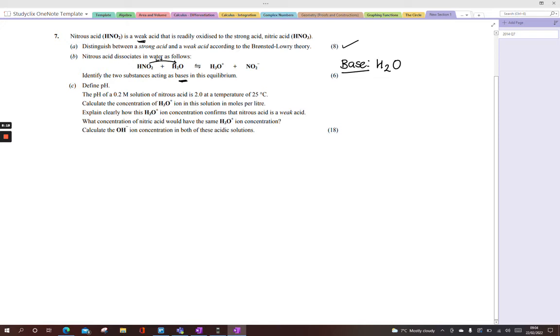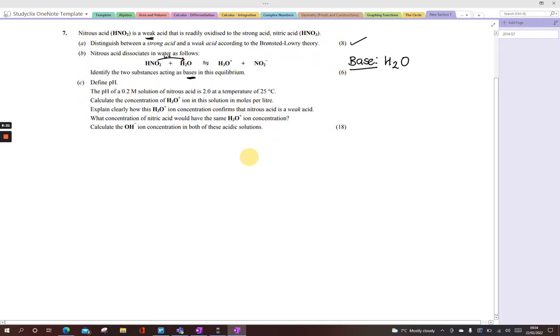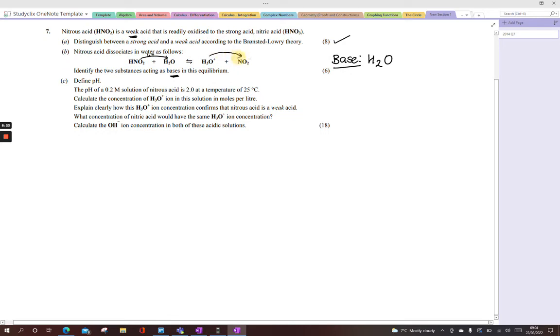Now I'm going from right to left. Which one gives away the H plus? It's your H3O plus. So that's known as my conjugate acid. And my conjugate base, the proton acceptor, is NO2 minus. So there's my two answers: your nitrite ion, NO2 minus, and your H2O, your water. Now, into the more difficult sort of things.